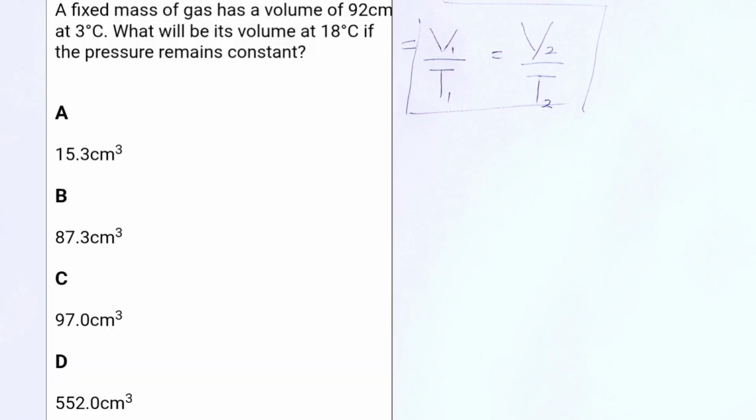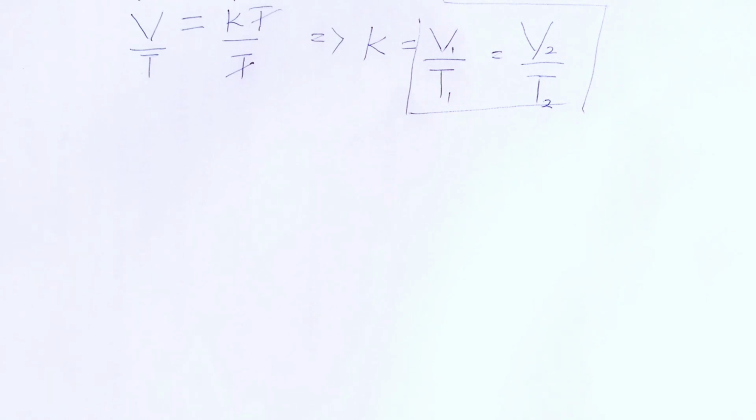A fixed mass of gas has a volume of 92 cm3 at 3 degrees Celsius. What will be its volume at 18 degrees Celsius if pressure remains constant? That 92 cm3 is the initial volume, and the 3 degrees Celsius is the initial temperature. They are looking for the new volume at 18 degrees Celsius, which is the final temperature, T2.